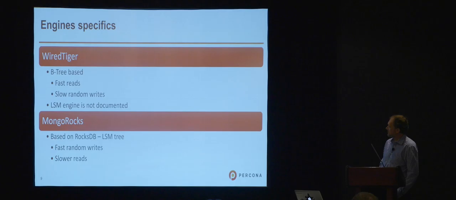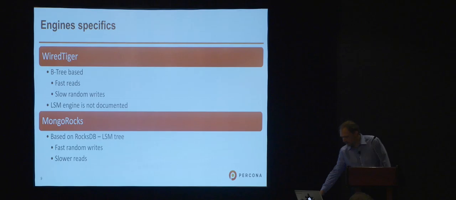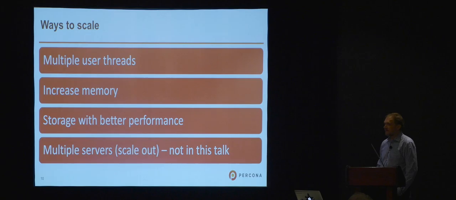And the MongoRocks, like Islam explained, is LSM-tree based. And it is known for very fast random writes, but it might be slower for reads. That's a typical characteristic of B-tree and LSM-tree engines, and that was my expectation before starting my experiment. And there are also different ways we can look at scalability.